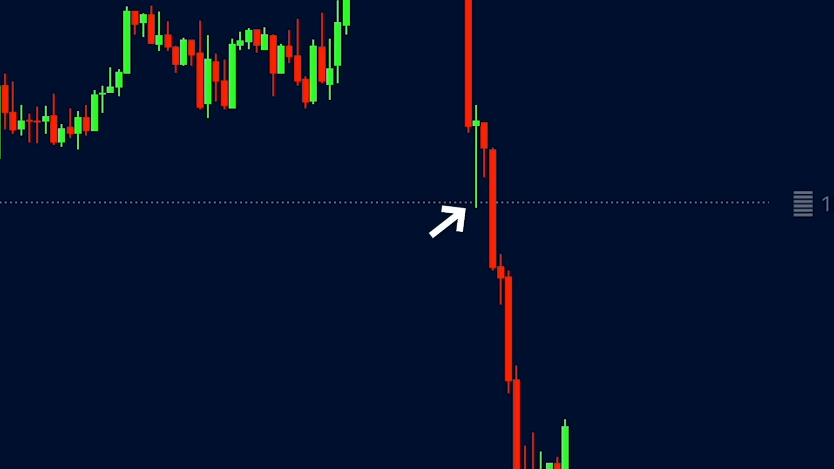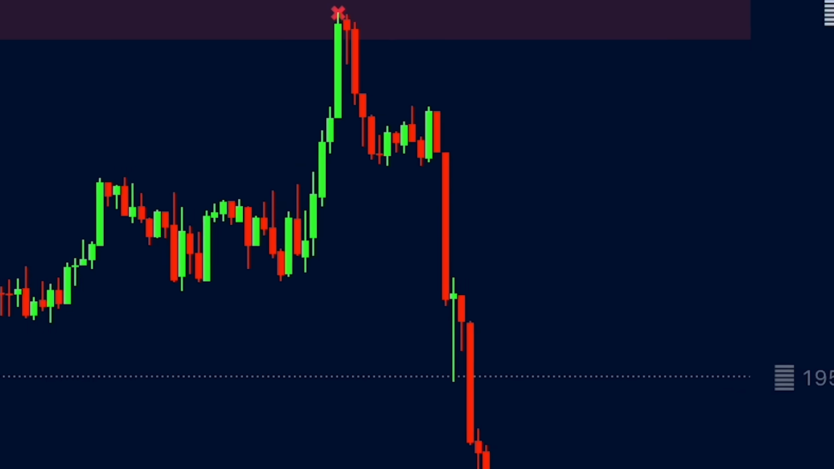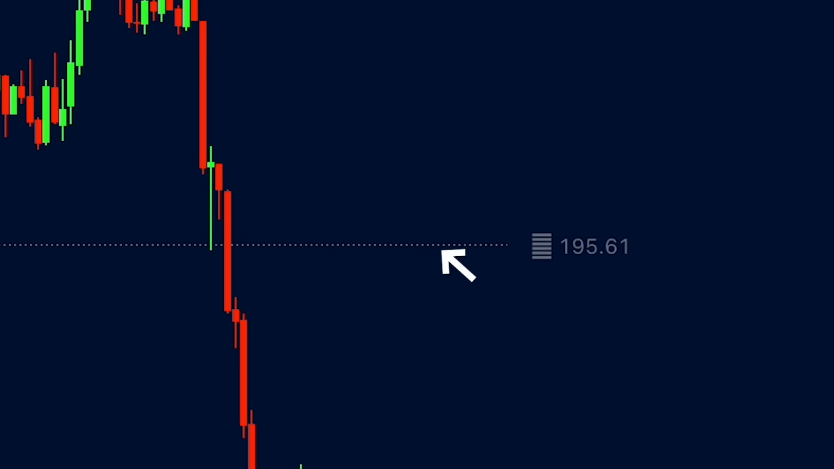Third, confirm the midline retest pattern. Price often bounces from support to the midline dotted line before continuing higher, so this gives you a precise target for partial profits while letting the rest run.